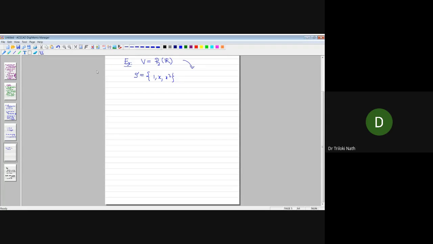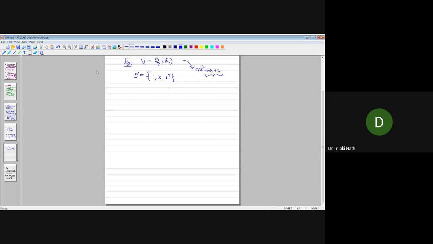So here the polynomials are of the type ax square plus bx plus c. If a is non-zero, then it is of degree 2. If a is 0 but b is not 0, then it is degree 1. If a and b are 0, c is not 0, then it is degree 0. If a, b, c, all the three are 0, that is the 0 polynomial, its degree is -1. So you have this set of polynomials, which is a vector space of polynomials of degree not exceeding 2, meaning it has all the polynomials up to degree 2.